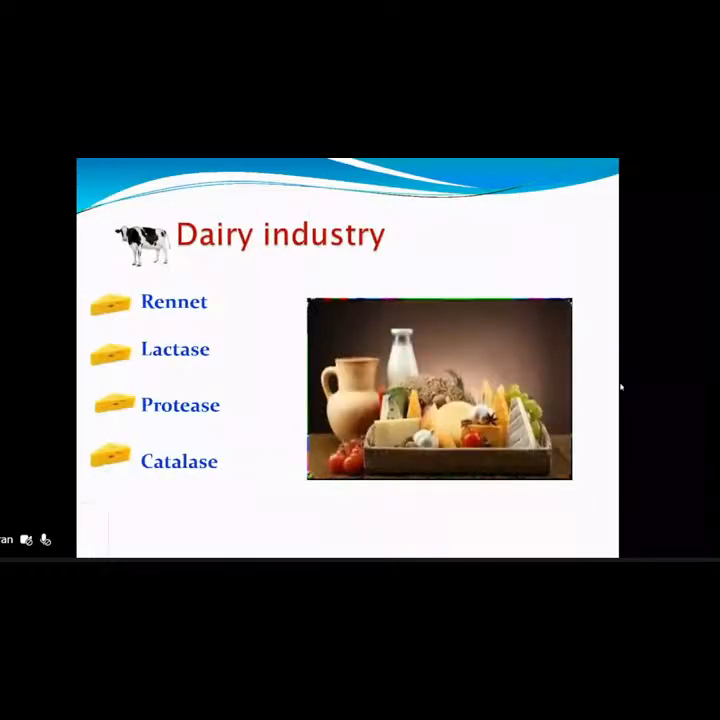Especially in the dairy industry, rennet, lactase, protease, and catalase are enzymes used in a batch-wise process. Rennet, actually another name is renin, is used in the dairy industry to manufacture cheese. Lactase is also used in the milk industry, protease is used to cleave protein, and catalase is the best enzyme for the processing of food. Next slide.